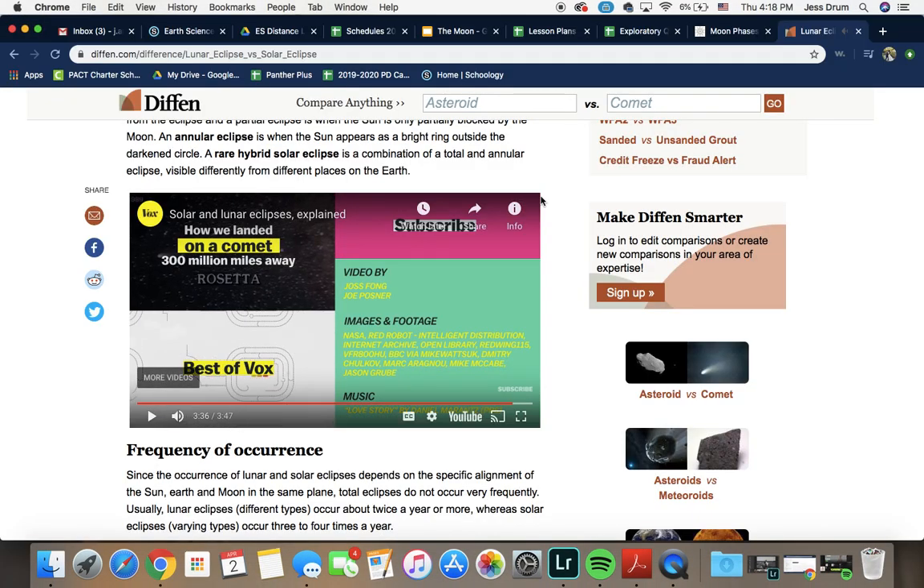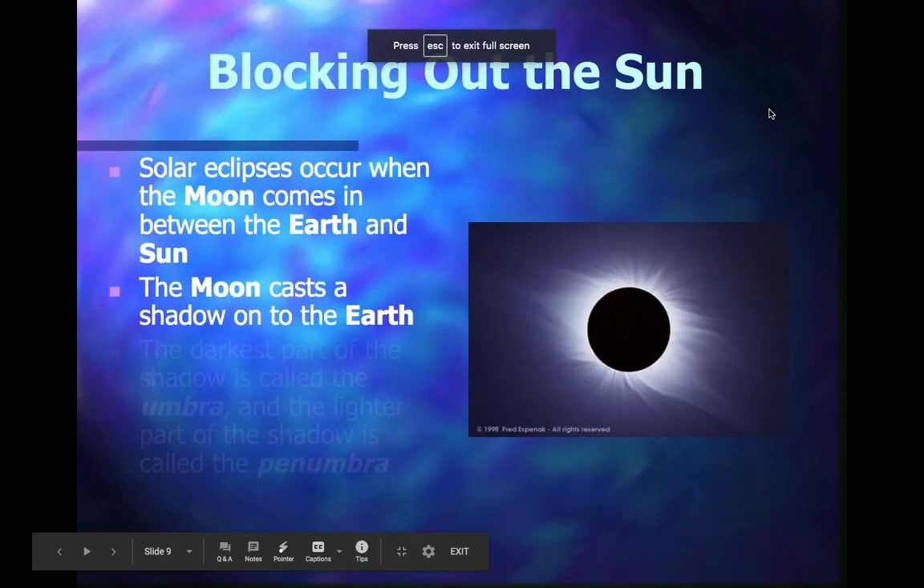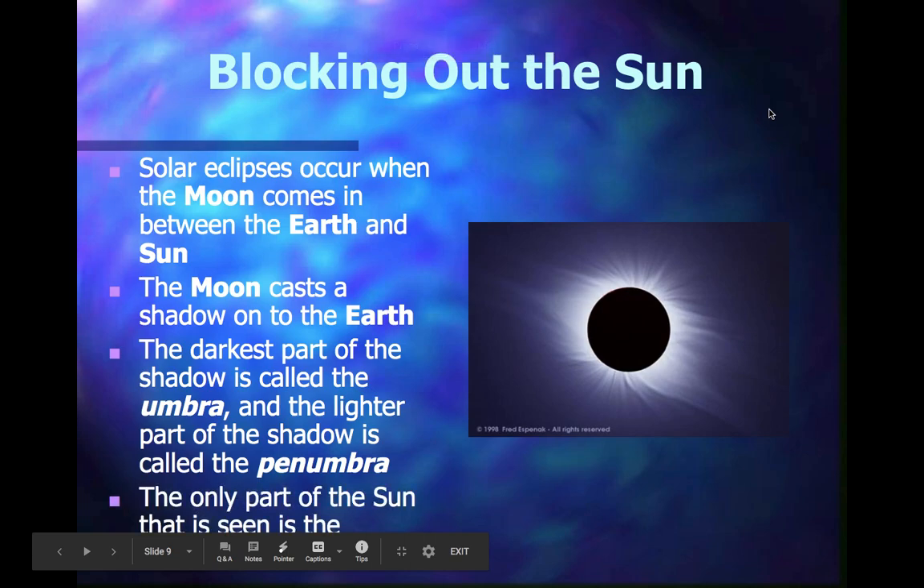All right, let's go back to the PowerPoint here. So for solar eclipses, the moon completely blocks out the sun or partially blocks out the sun. And this is a total eclipse. So you're getting a full blockage of the sun by the moon. This big black thing is actually the moon in between you, where you're standing on the earth, and the sun.